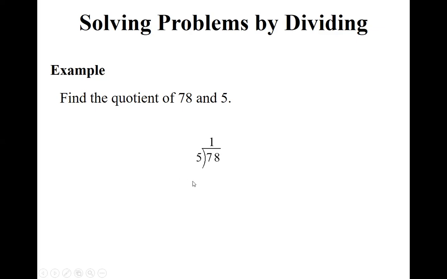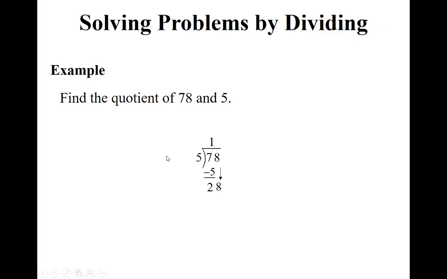Then we multiply around the corner and subtract. 1 times 5 is 5. So we subtract 5 from the 7. 7 minus 5 is 2. Bring down the next number. Bring down the 8.